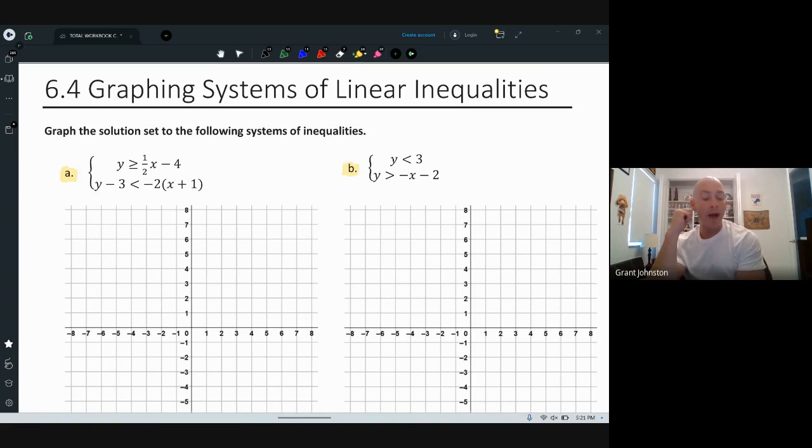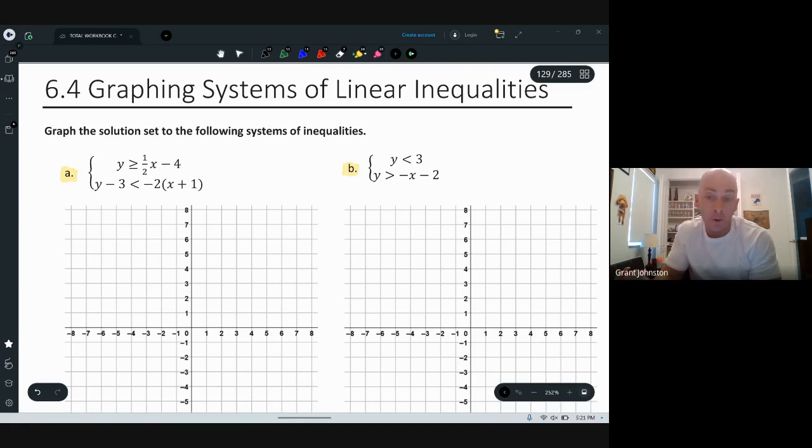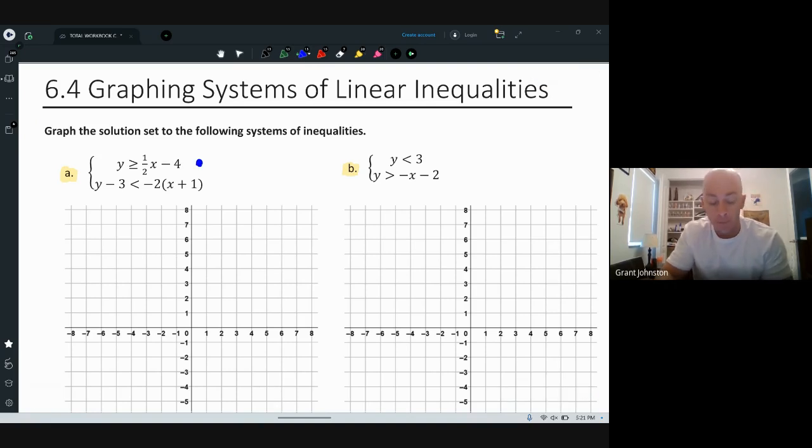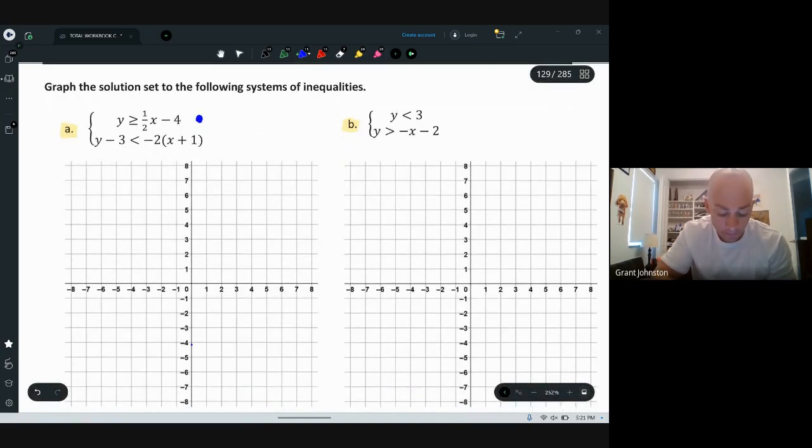So A, I have y is greater than or equal to 1/2 x minus 4. That's one of the inequalities. And the other one is in point slope form of y minus 3 is less than -2 parentheses x plus 1. So let me graph this first one in blue. The y-intercept is -4, and the slope's 1/2, so up 1/2.